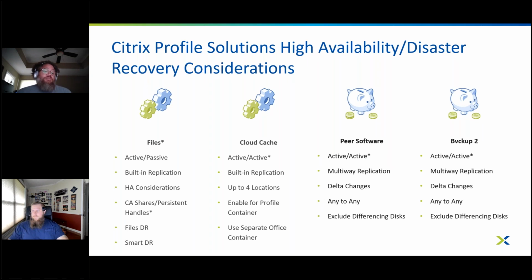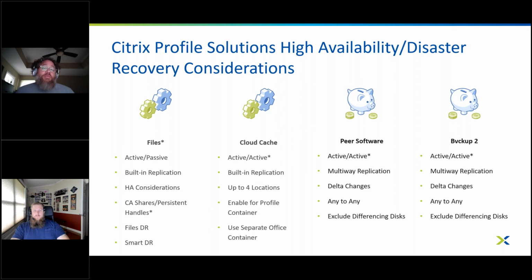So Files does have built-in HA, but Files is more active-passive. It's HA with Files because multiple file server VMs serve the shares. And also, we have CA shares now as well, for high availability of those containers, with no disruption or loss within the Files deployment if an FSVM goes down.